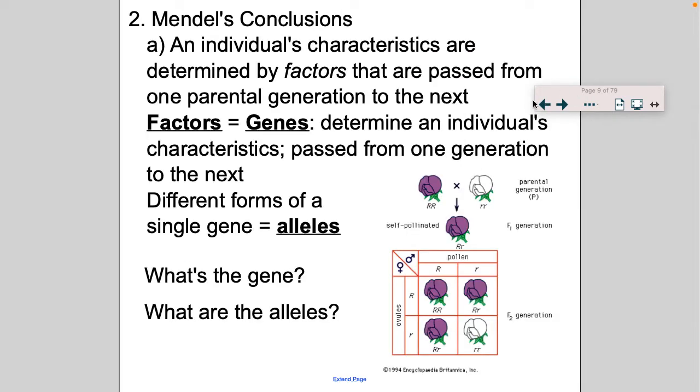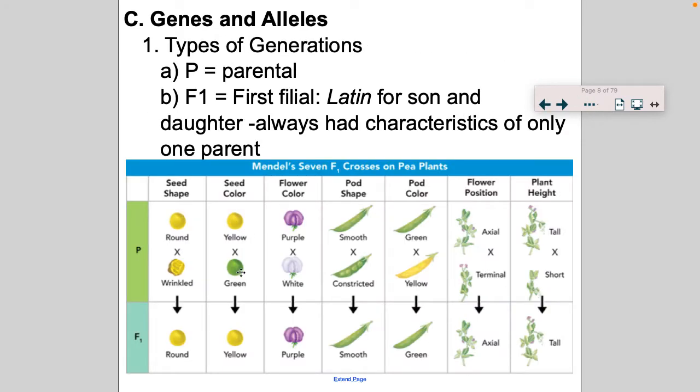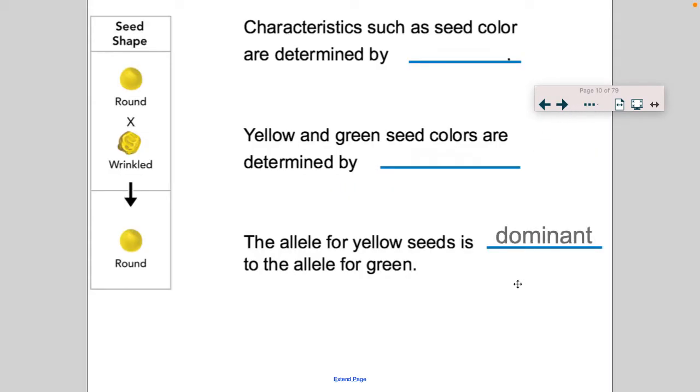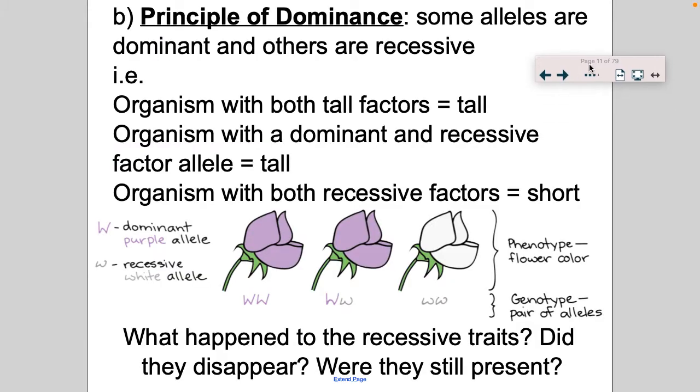So let's just go back here. Yellow crossed with green, yellow shows up, and it's always one and not the other. We haven't talked about this, but that's dominant. So the principle of dominance is that some alleles are dominant over others, which means that if they both are present, the dominant allele, that trait will be expressed.